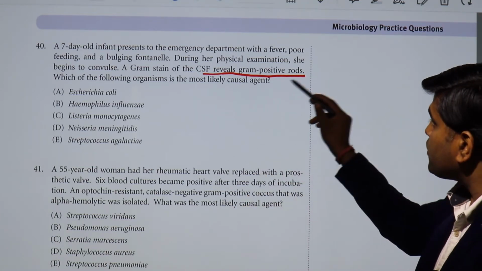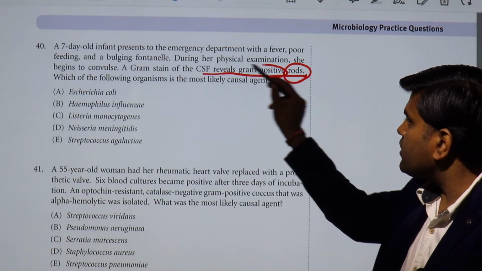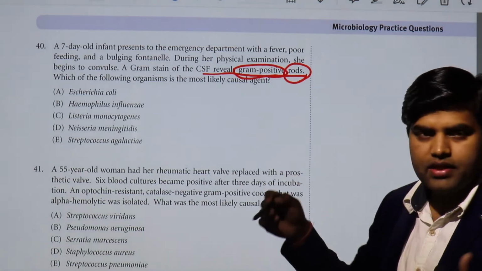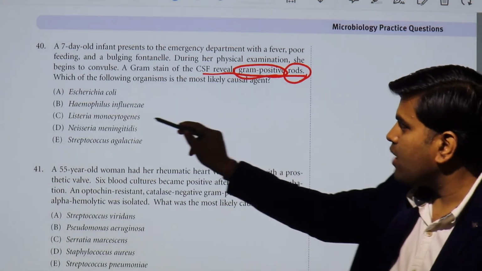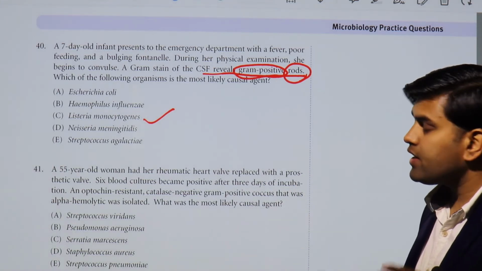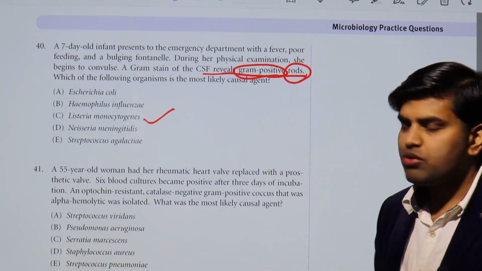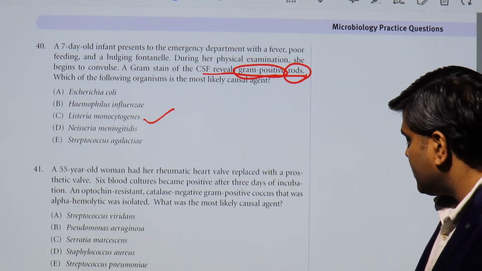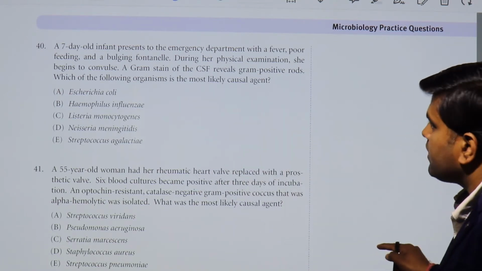But since there are gram-positive rods, that is also important. Escherichia coli is gram-negative, Haemophilus influenzae is gram-negative, Listeria monocytogenes is gram-positive, Neisseria meningitidis is gram-negative cocci, Streptococcus agalactiae is gram-positive but cocci. So for rods, the only answer is Listeria monocytogenes, and your answer is correct. So hope you have understood this question as well.